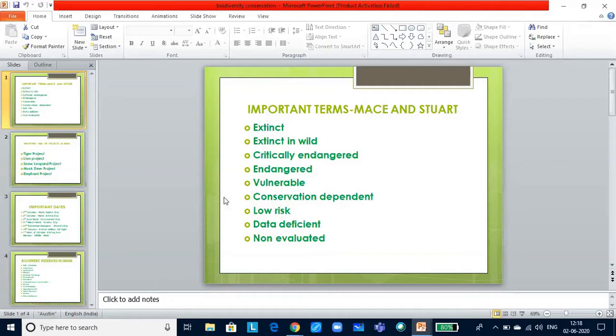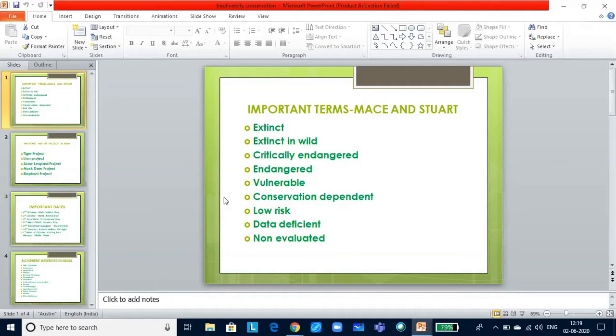Now, IUCN was earlier known as the International Union for Conservation and Natural Resources. Now it has been renamed as the World Conservation Union or WCU. Now WCU has its headquarters in Morges in Switzerland. Now let us learn the important terms that are important from the point of view of your examination.